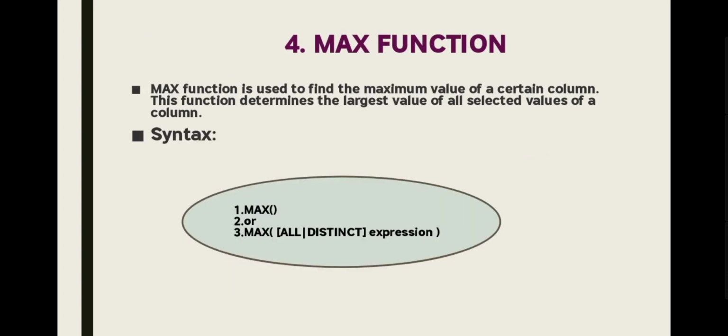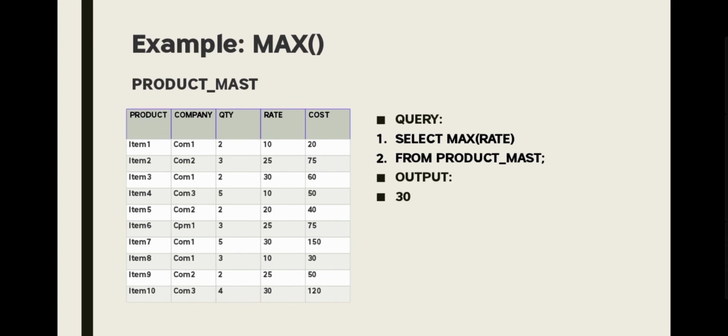And the fourth one is the max function. Max function is used to find the maximum value of certain columns. This function determines the largest value of all selected values of a column. The syntax is MAX(ALL/DISTINCT expression). The example of max, the same table: the query is SELECT MAX(rate) FROM table name. Maximum rate is equal to 30 in the table, so the output is 30.